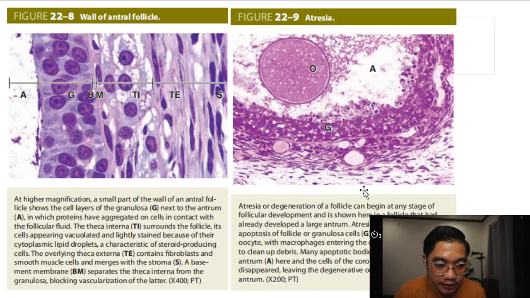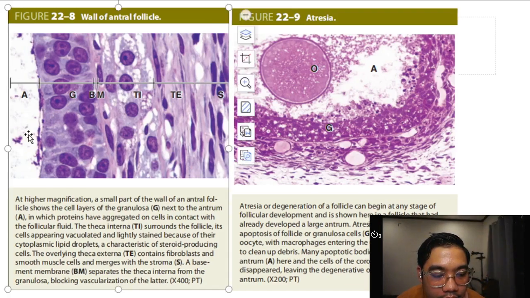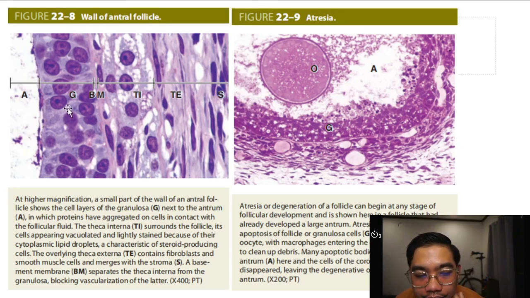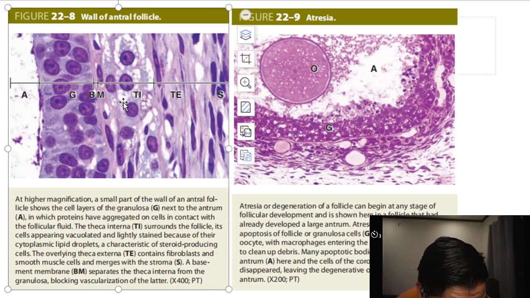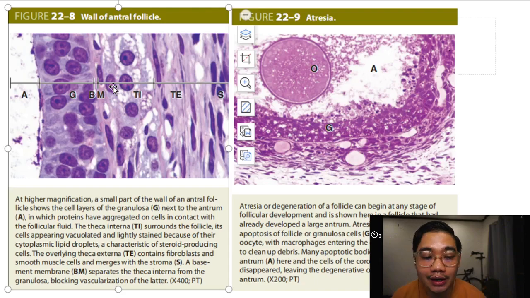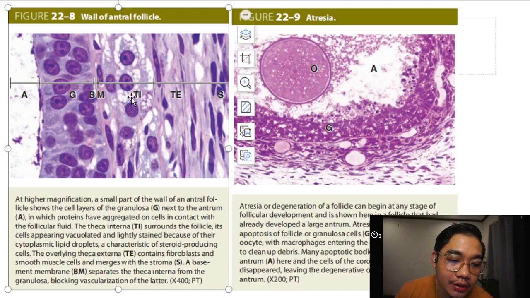All right. So this is the wall of the follicle. This is your antrum, your granulosa cells. This is the basement membrane, very thin. Theca interna, theca externa. Theca interna produces estrogen and progesterone precursors. If you look closely, its cytoplasm is quite vacuolated, because it contains large amounts of fat and steroids, since estrogen and progesterone are steroid hormones.